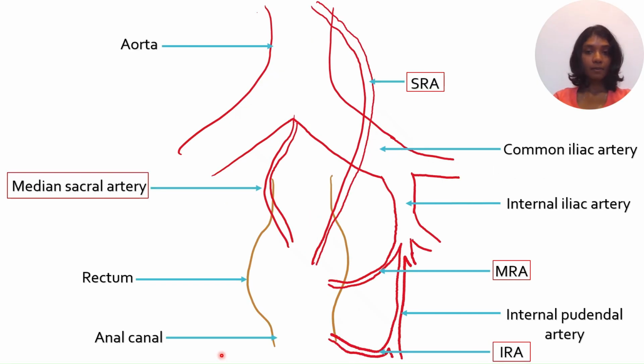Here we see the blood supply of the rectum. The rectum receives blood supply from the superior rectal artery, which is the continuation of the inferior mesenteric artery. It also receives blood supply from the median sacral artery, which arises from the bifurcation of the aorta. It also receives blood supply from the middle rectal artery, which arises from the anterior division of the internal iliac artery, and the inferior rectal artery, which arises from the internal pudendal artery, also arising from the anterior division of the internal iliac artery.